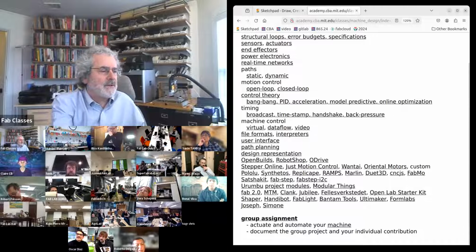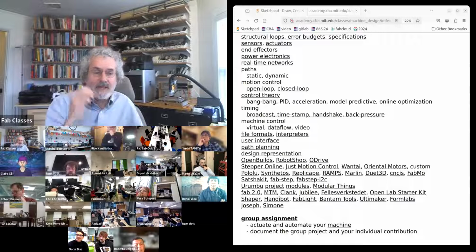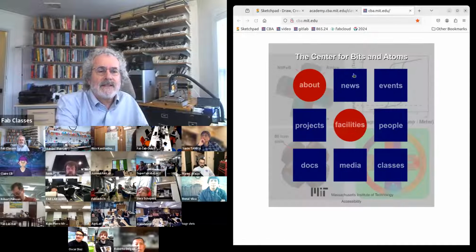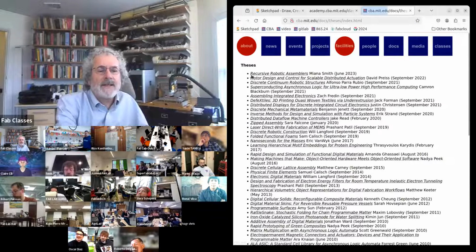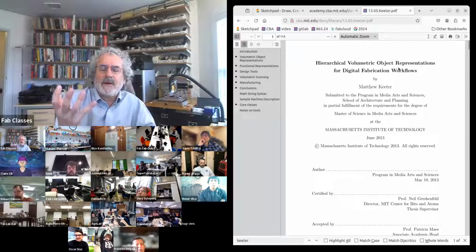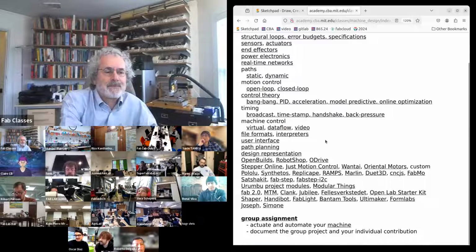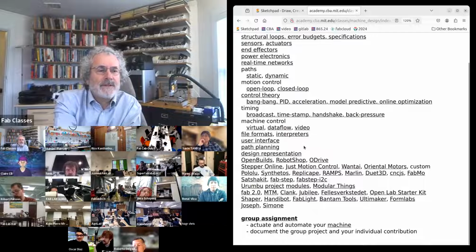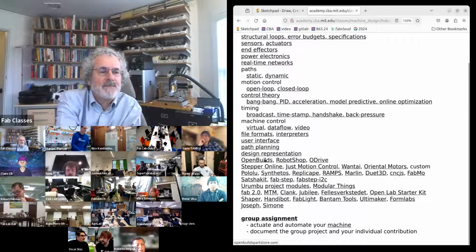Then you need a geometry representation of what you're going to make. And let's see, docs, theses. Matt Keeter wrote a nice thesis. I'll put that link in, where he talks about the mathematics of representing design geometry. And finally, we're ready now to make our machine. So that's walking back through the stages of what's going on in the machine.